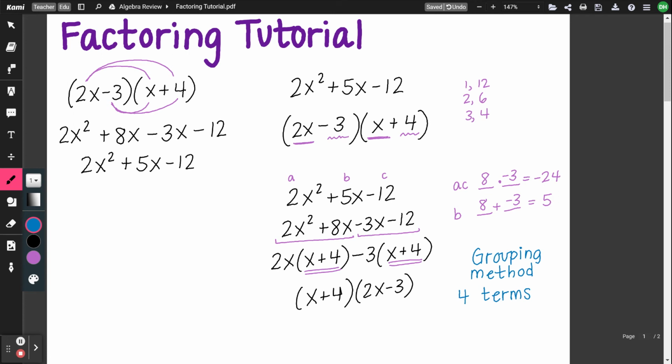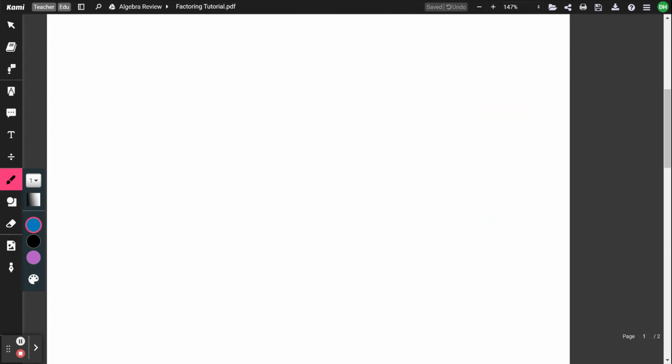You can choose whatever method works for you. I tend to prefer this one myself, but I know some of you are diehard grouping method people. So that was a recap of grouping method for you. Some other special cases to be aware of. If the entire expression has a GCF, you should factor that out first.